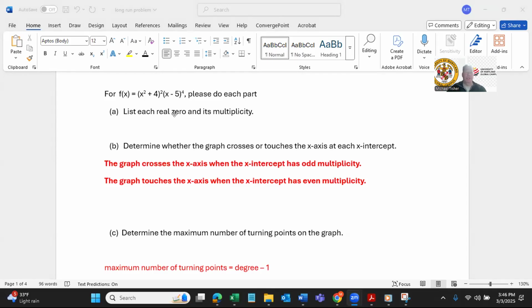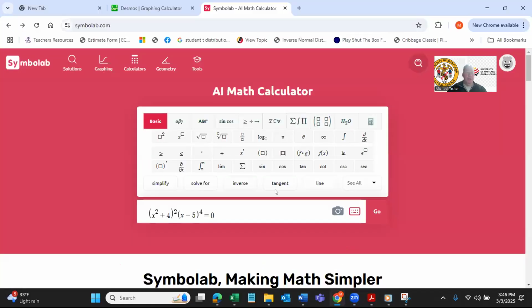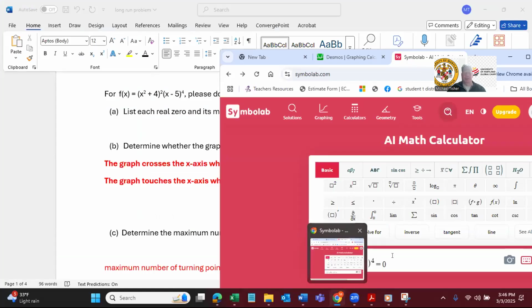To get the real zero, let's just use symbolab.com. Now, to find the zeros of a function, we take the function out and set it equal to 0. So in this case, to find the zeros of f(x) = (x² + 4)² times (x − 5)⁴, we want to solve (x² + 4)² times (x − 5)⁴ = 0. And to make sure that Symbolab knows what we're doing, let's just put the word solve just to be safe. So let's solve (x² + 4)² times (x − 5)⁴ = 0.